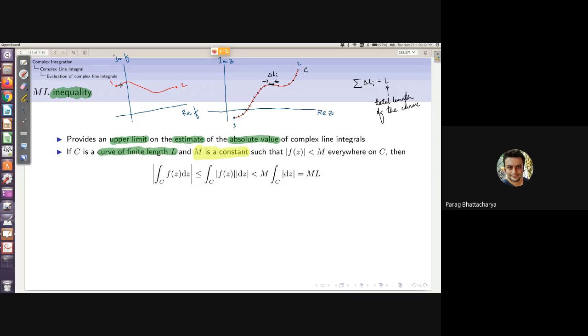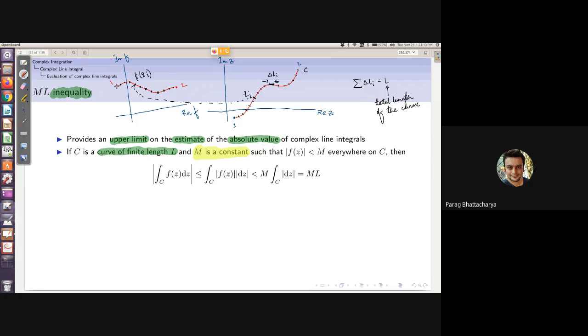Now, let us say I take samples on this, each and every point, the same way I have done over here. Let's say at this point I have some point Zi, and this Zi corresponds to this point, f of Zi.